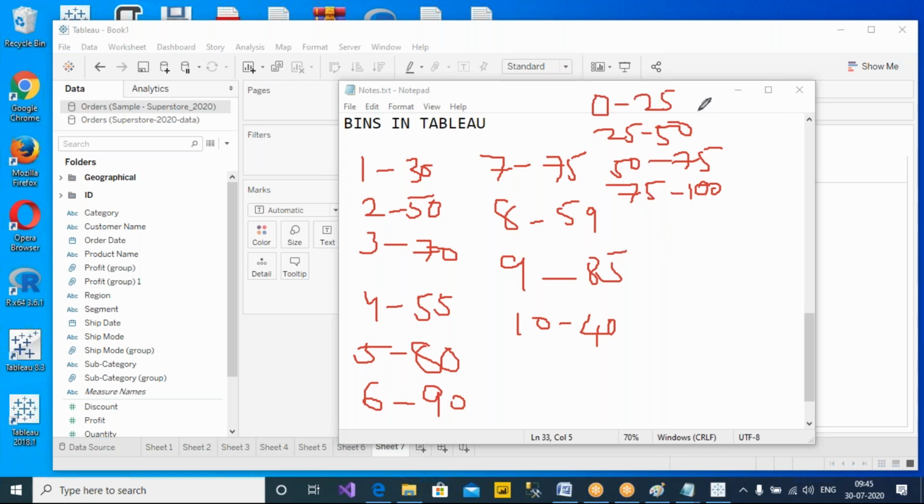If you remember this, we used to take 30. 30 falls in this category, so we used to draw one line. The second, 50, can be considered in the same window. 70 falls in between this. Then 55, we used to draw here. 80, here. 90, here. 75, maybe here. 59, somewhere here. 85, here. And then 40 is again here.